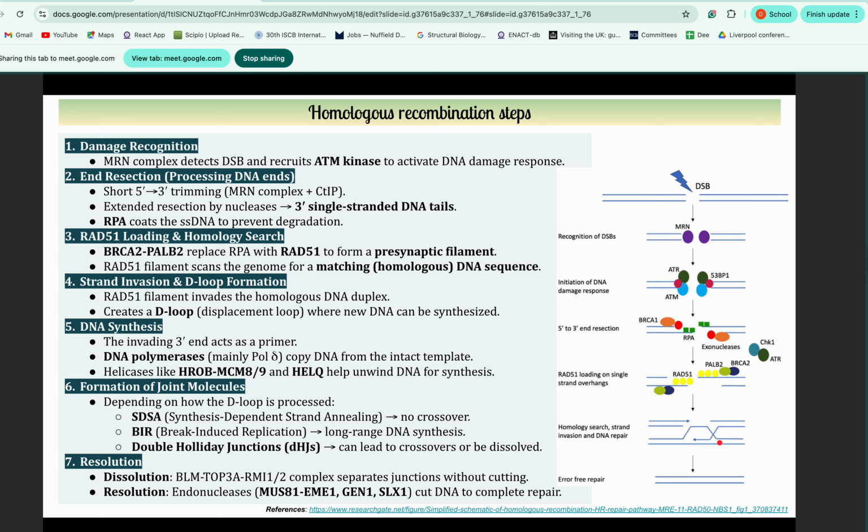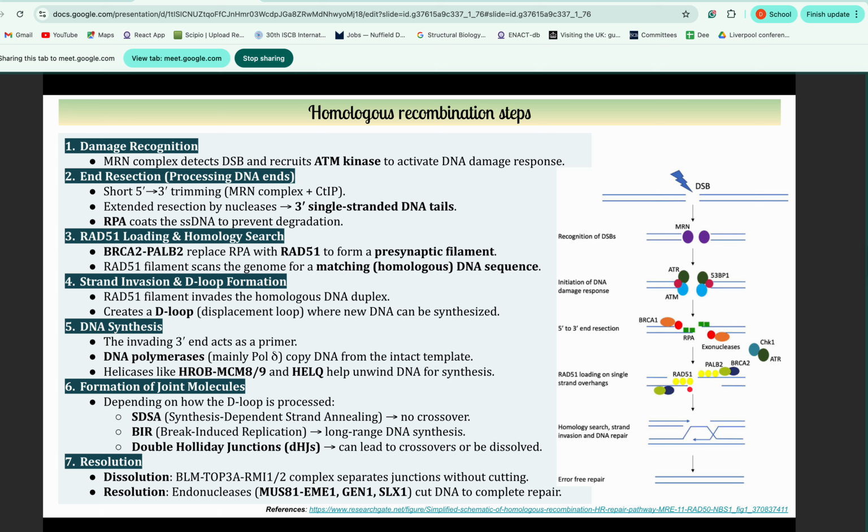And then synapse is the point where the crossing over happens. So if you have read about meiosis in that way, there we talk about the presynaptic complex and all those things. So here also this particular complex which is being formed, this is the presynaptic filament.